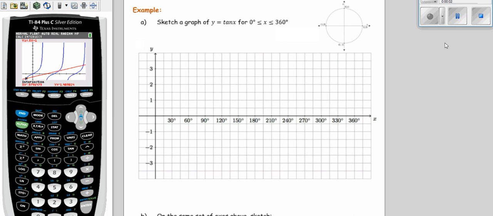Recording, and this is the last part of the lesson. I think it was just graphs of something: graphs of sine and cosine and tan. This one is sketch a graph of tan x.